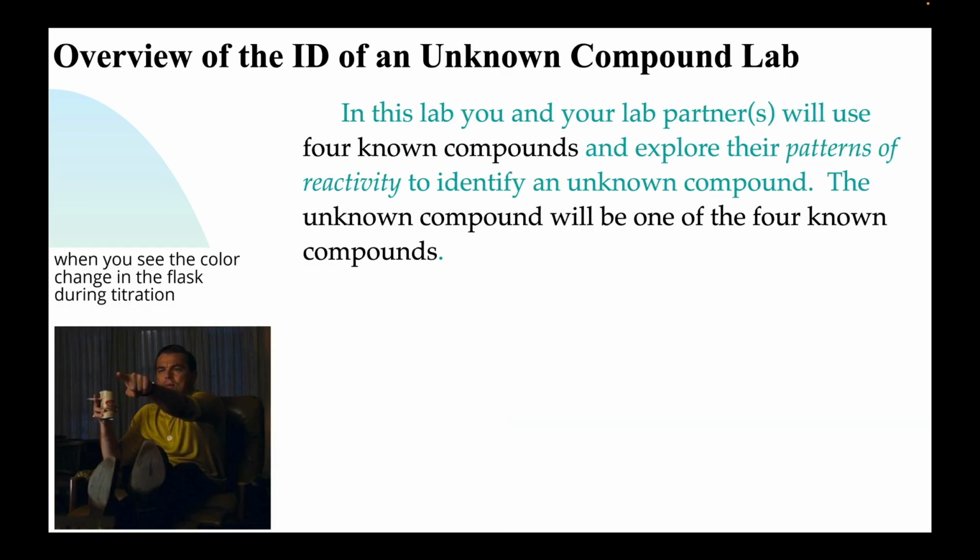Should be cool. So in this lab, you and your lab partner or partners, remember you can work in groups of up to 3, will use 4 known compounds. They're all sodium salts. So sodium chloride is table salt. That's NaCl, and that's the most common probably. But you'll also use other salts. A salt is just an ionic compound, and these all have sodium for the cation, for the positive part. You'll have sodium carbonate, sodium sulfate, sodium hydrogen phosphate. And using the patterns of reactivity in your known compounds, you'll be able to identify which unknown compound you have.